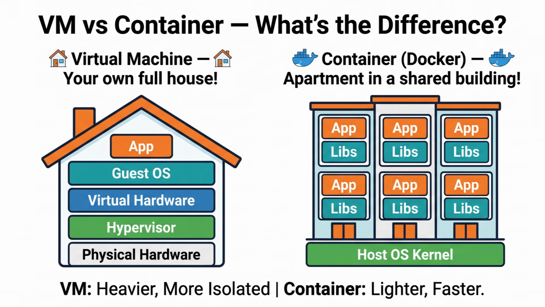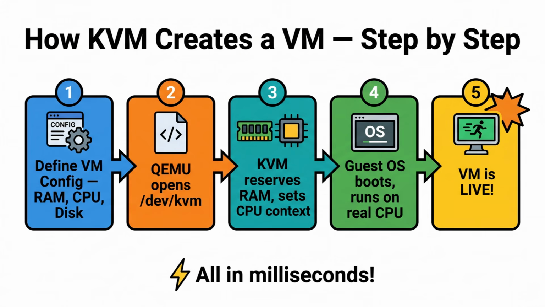Here's a question beginners always ask. What's the difference between a virtual machine and a container like Docker? Great question. A VM virtualizes the entire hardware. It has its own OS kernel, memory, everything. Heavy, but very isolated. A container shares the host's kernel, much lighter and faster to start. Think of VMs as full houses and containers as apartments in the same building, sharing the walls but separate living space.